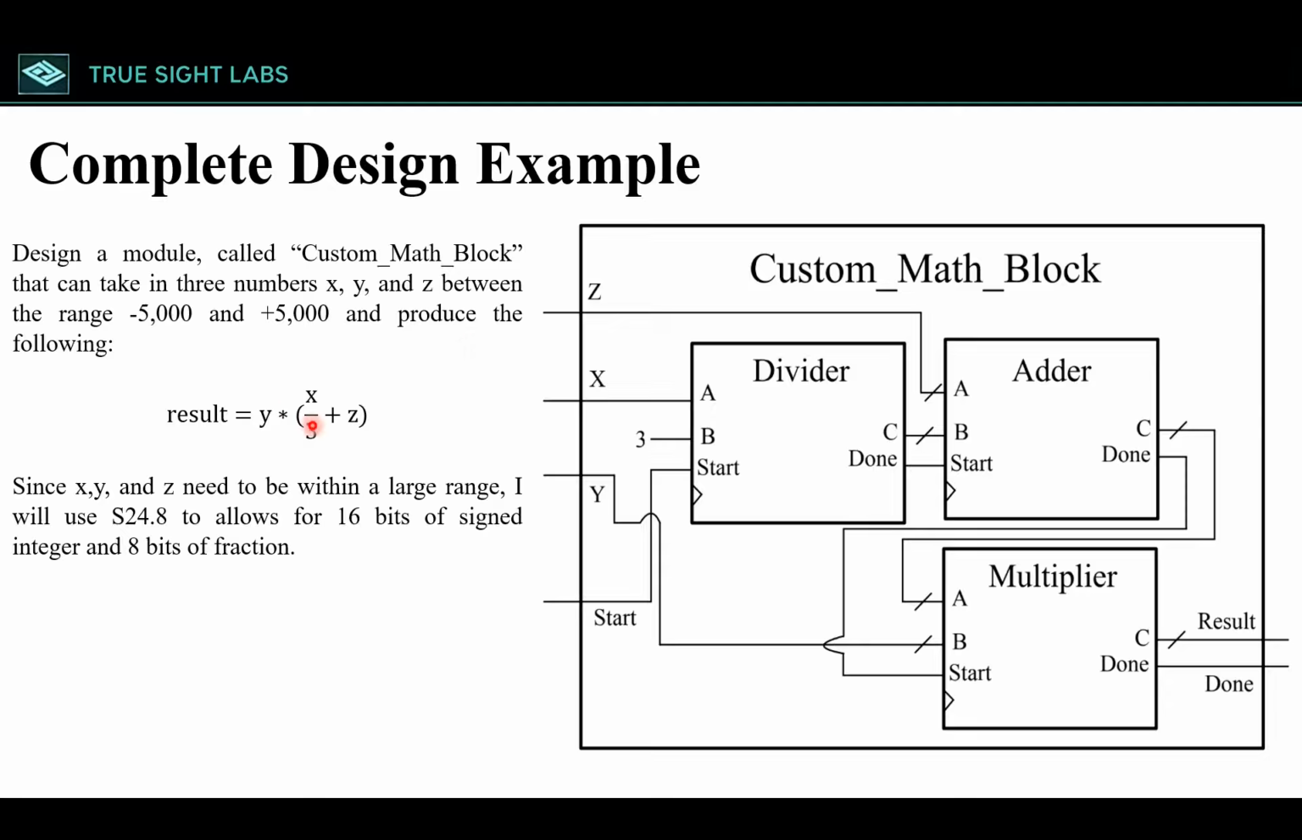To implement this expression in hardware, we need to instantiate 3 of the IP cores. We need to instantiate a divider to handle this term. Then we need to instantiate an adder to add the result of this term to get the total expression in the parentheses, which will be here. And then to get the overall result, we need to feed the output of the adder into the multiplier, with the other input of the multiplier being y. And that will give us the result. So now let's go over the Verilog code used to implement this design in hardware.